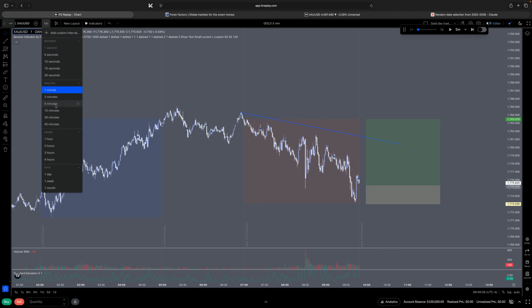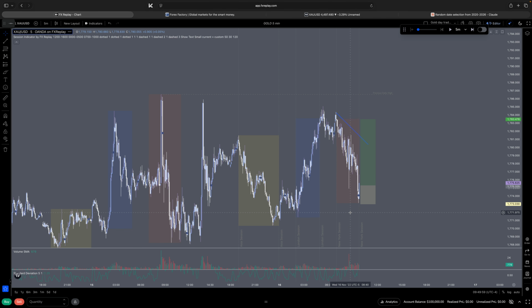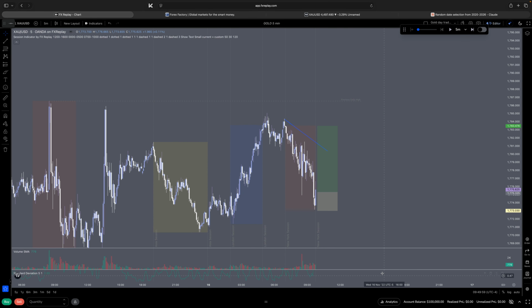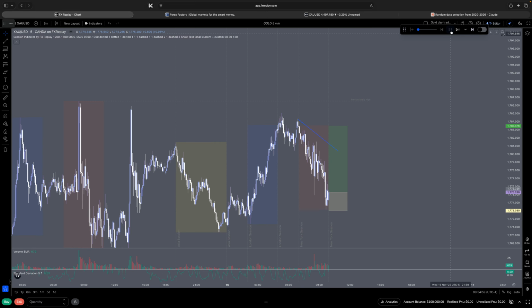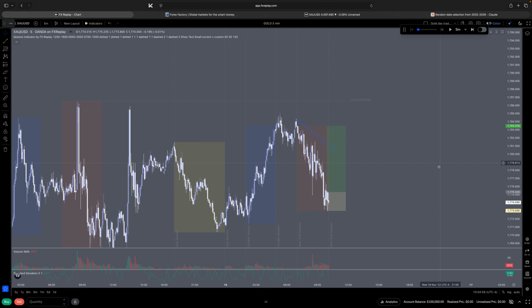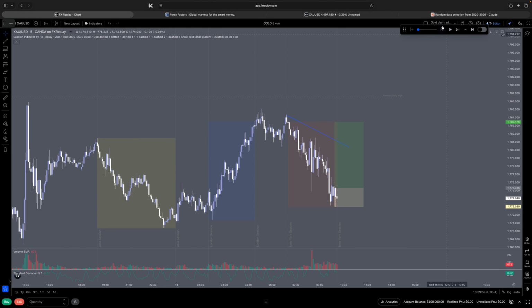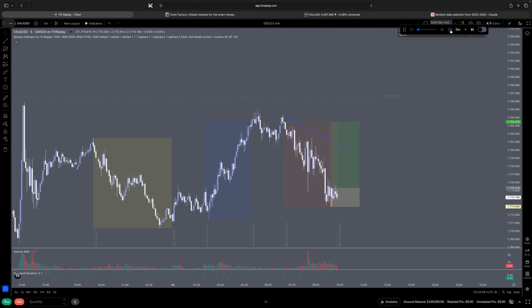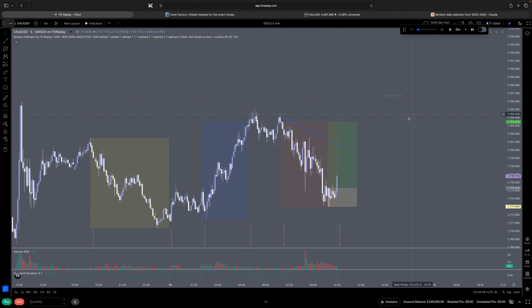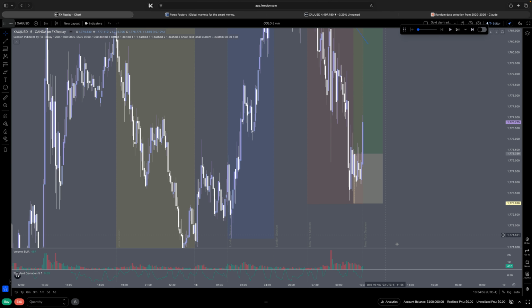But I will not be surprised if we get another big sweep lower, maybe even here or here. But yeah, let's see what happens. Let's see if there's any entries in the 5 minute as well. Yep, so we got stopped out. That's fine. It's to be expected. Okay, now we're just shopping around, but I think there's a bullish 5 minute.